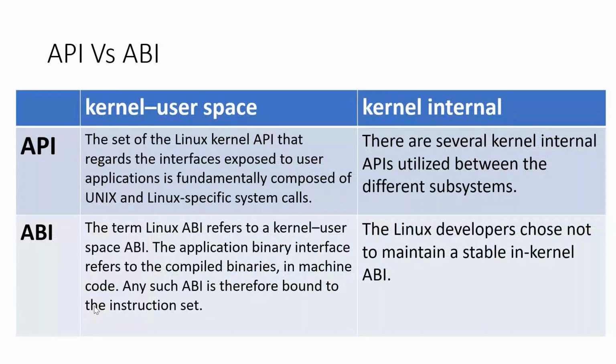Yeah, so here internal API means that it is running in the kernel internals. So there are several kernel internal APIs utilized between the different subsystems. Basically there's a kind of program which is running, making it available, and user space talks to the API. The API sends this request to the kernel space and kernel space responds. So this is through APIs. Got it? Yes. Okay. Thank you.